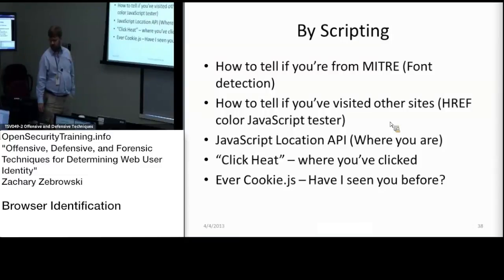There's a JavaScript location API, which is to say where we are, which goes to your cell phone question earlier. We'll be talking about ClickKeep, which is basically how you can record where people are clicking on a website, which you can use to build up user profile information. It's also a way that web authors use to see where people are clicking on the web page to make it more user friendly. So each of these have their good and bad points.